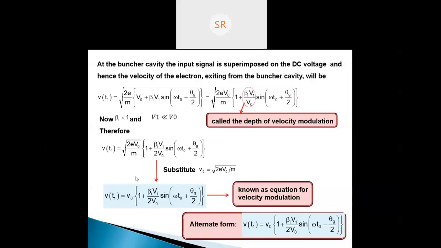Alternately, we can solve it: V of T1 is V0 times 1 plus, and here instead of theta g by 2 there is a minus sign. So why this alternate form? Because of whatever sign of angle we have considered, according to that we can find out.